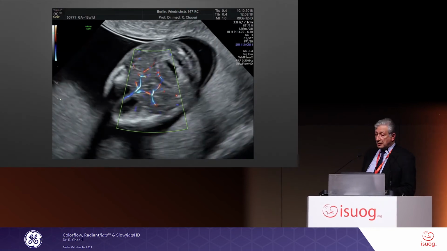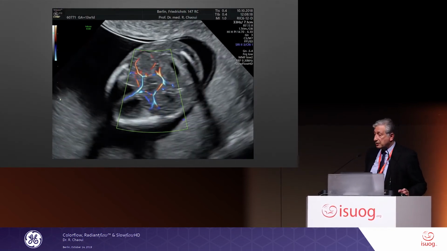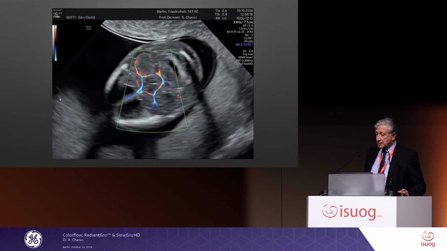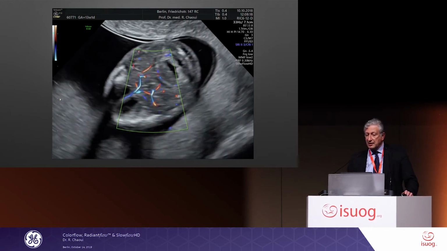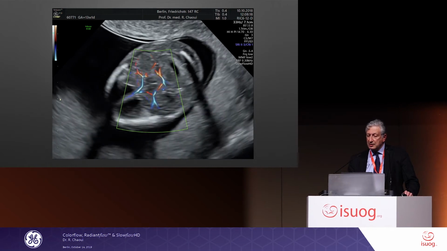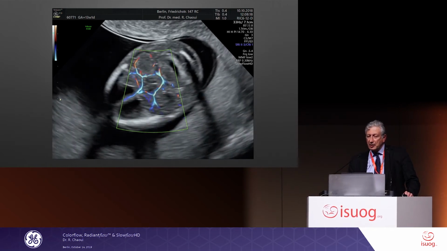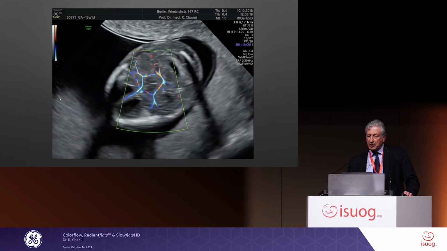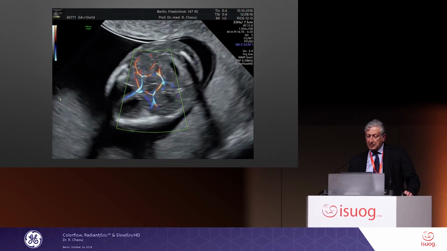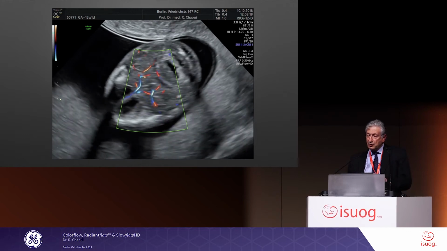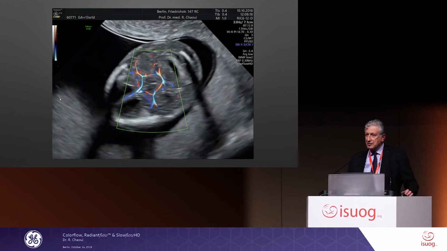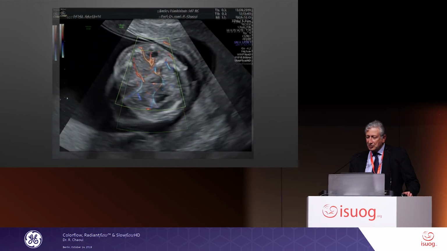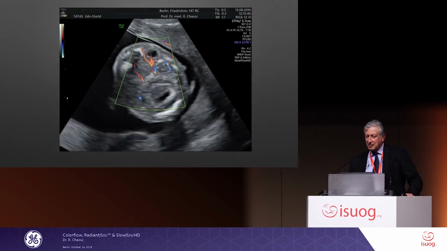Ideally, even if you don't have an indication, you can also have a look at the circle of Willis. And this is here 13 weeks transvaginally, and you really realize that we have two anterior cerebral arteries, even if we don't see them properly on color Doppler, but you see here how they come together in the region of the anterior communicating artery.